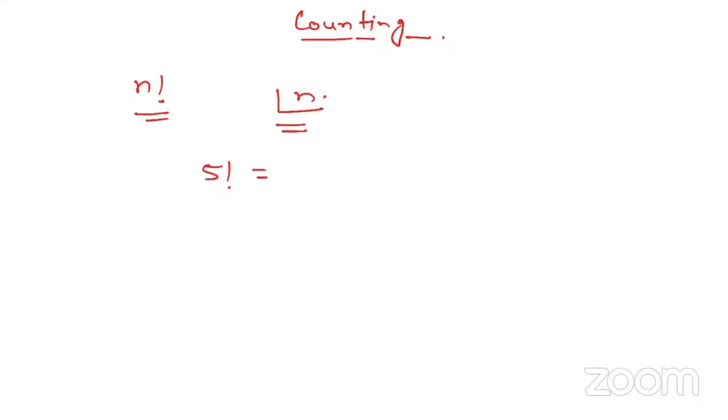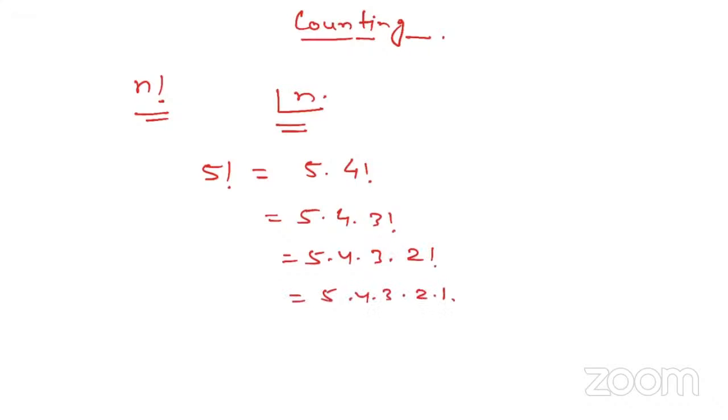Like if I'm writing factorial 5, the meaning is 5 into factorial 4, or this is 5 into 4 into 3 factorial. So this is 5 into 4 into 3 into 2 factorial, or this is 5 into 4 into 3 into 2 into 1. Factorial 5 will go till 1. The value of factorial 1 is 1, as well as the value of factorial 0 is 1. Two of the values of factorial are known as 1.